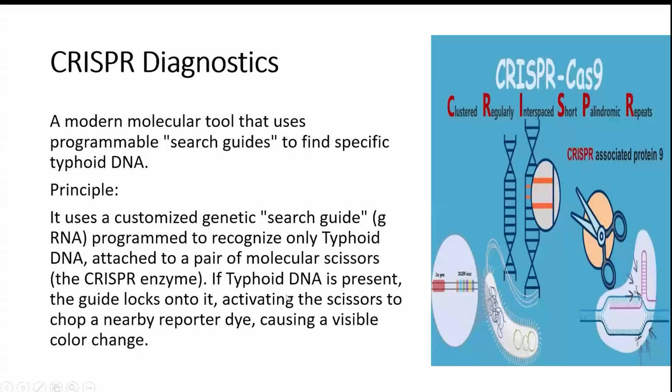And the CRISPR enzyme, what it will do, it will chop the nearby reporter dye and will cause a visible color change. So what's happening? In the sample, you are adding gRNA, which is attached with the CRISPR enzyme. And along with that, you are also adding some reporter dye. When this gRNA attaches with the DNA of the typhoid bacteria, this attachment will activate the CRISPR enzyme, and this CRISPR enzyme will cut the reporter dye, and the reporter dye will give the color.